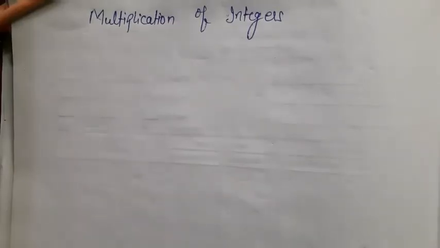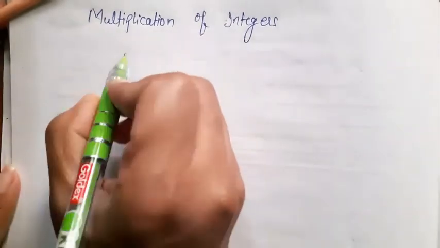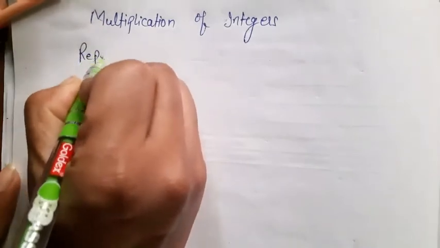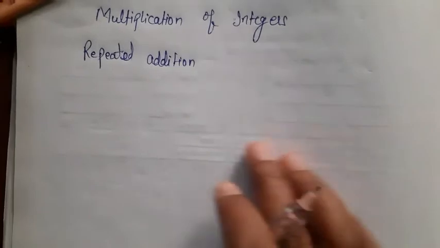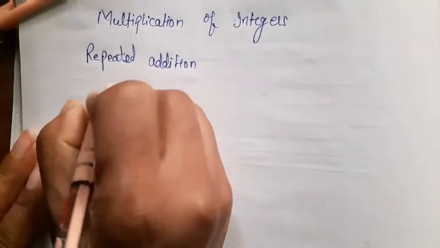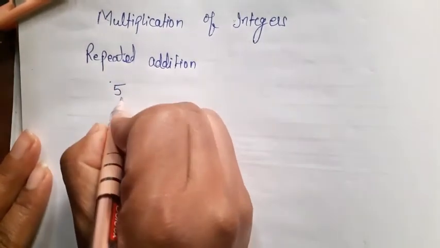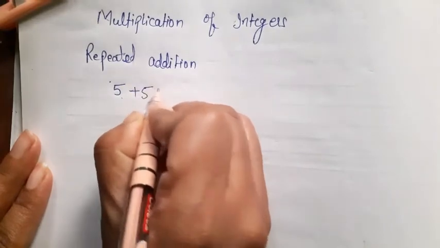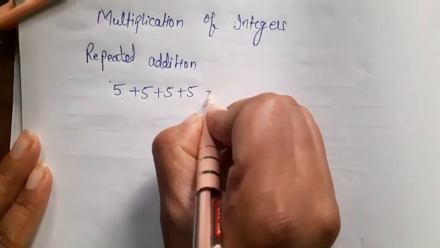Now today here I explain to you how to multiply integers. So here is your first property, repeated addition. In this property, for example, if we have a whole number 5 repeated 4 times, how can you add this number?